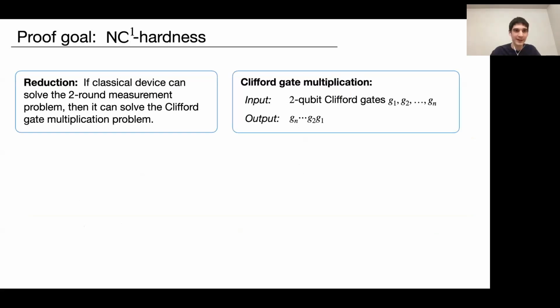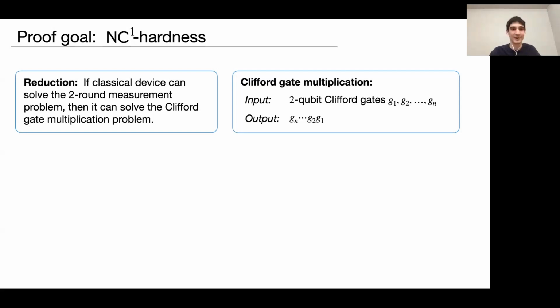So how do we go about proving such a thing? The main technique is going to be a simple reduction. We're going to show that if you have some classical device which solves this 2-round measurement problem, you can use that classical device to solve what I'm calling the Clifford gate multiplication problem.